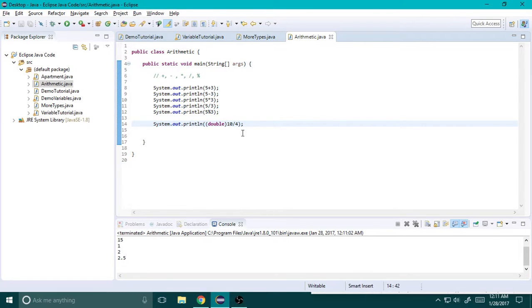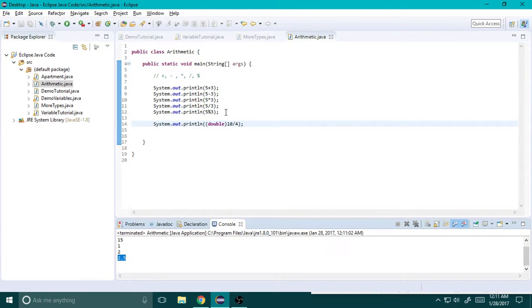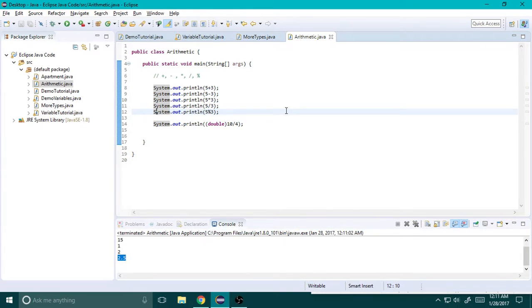So why exactly did this print out the correct value, but the previous one did not? I'll answer that right now. What's going on is we're using a casting operator, and this is called casting. If you use the parentheses double, you're basically casting this 10 to be a double. You're forcing the integer value of 10 to be a double, and you can do it either way. You can do double 10, or you can do double 4.